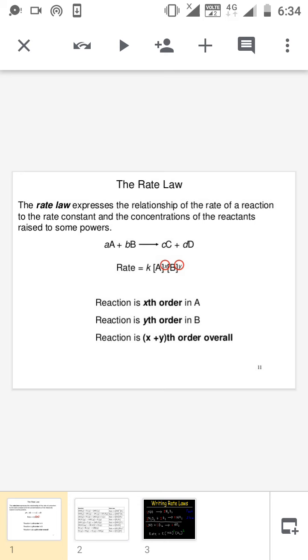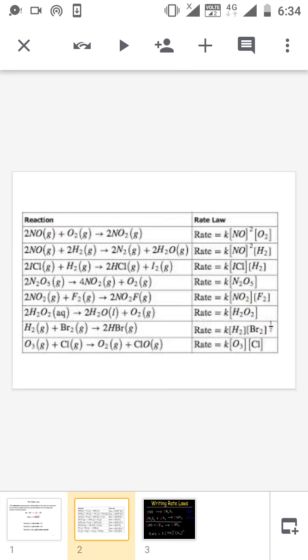Next, we are discussing the rate law of some chemical reactions. First one, 2NO plus O2 gives 2NO2. How will you write the rate? Rate of reaction is equal to k times the concentration of NO to the power 2 times the concentration of O2. Similarly, the second one, 2NO plus 2H2 gives N2 plus 2H2O. The rate is equal to k times the concentration of NO to the power 2 times the concentration of H2.